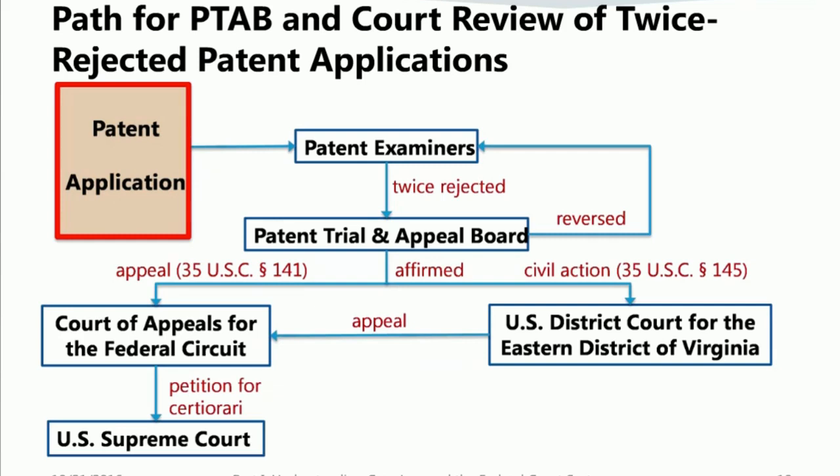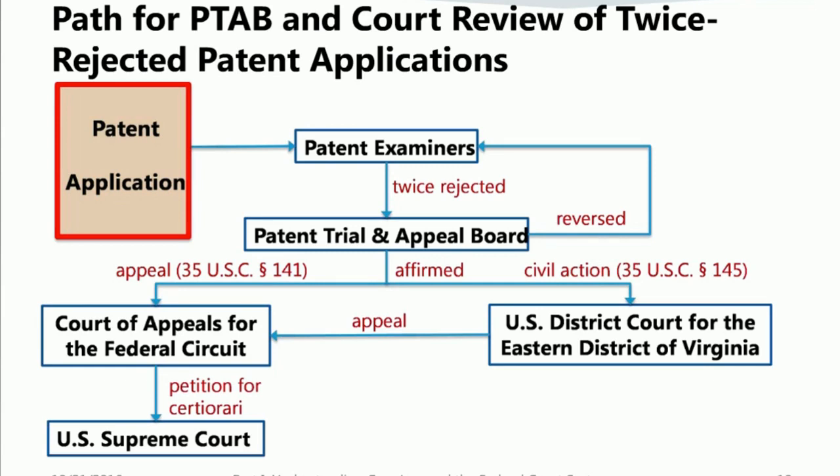You are familiar with review of a patent examiner's rejection on appeal to the PTAB. If the PTAB affirms the examiner's decision, then there are 2 choices. The first option is that the PTAB's decision can be appealed directly to the Federal Circuit. The second option is that a civil action can be brought in district court. That civil action can then be followed by an appeal to the Federal Circuit.